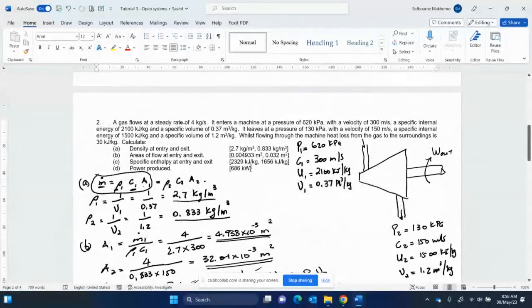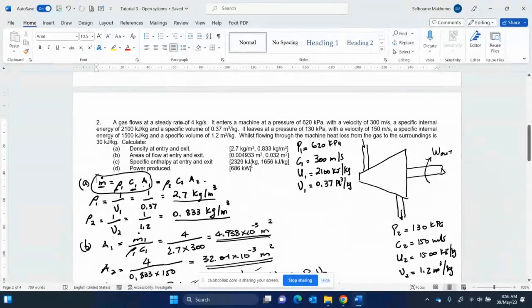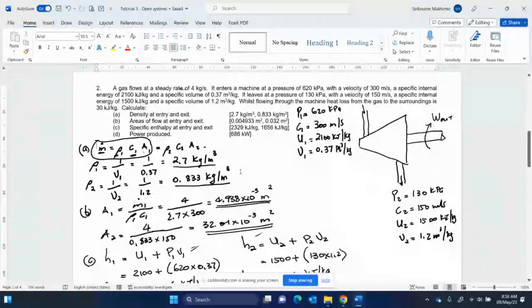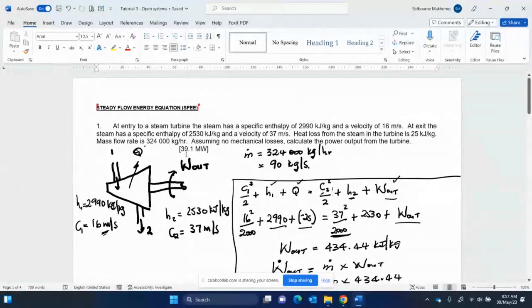Even this answer here, the one that you have on Blackboard, is from the old tutorial. This 686 is wrong. I checked it and then I corrected it. So if you go to Blackboard, you will get the correct power produced. 686 is close to nothing. I don't think there's a compressor that can give you an output of 686. It's just a very small compressor. The actual compressor, the real compressor, is this one here. 39.1 megawatts is a lot of power. So I'm happy with 39.1.